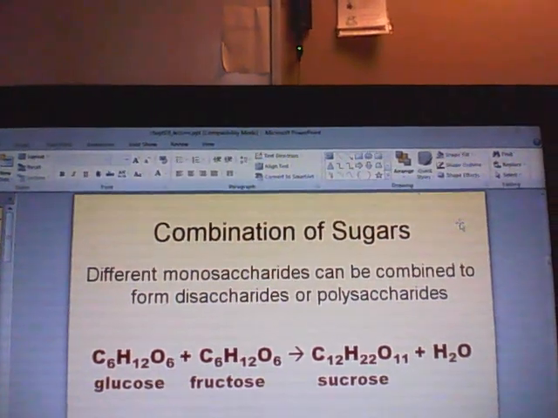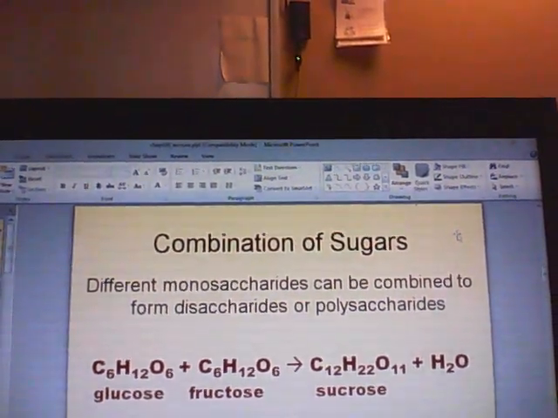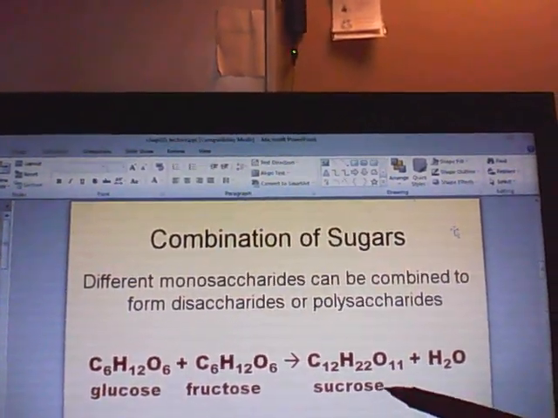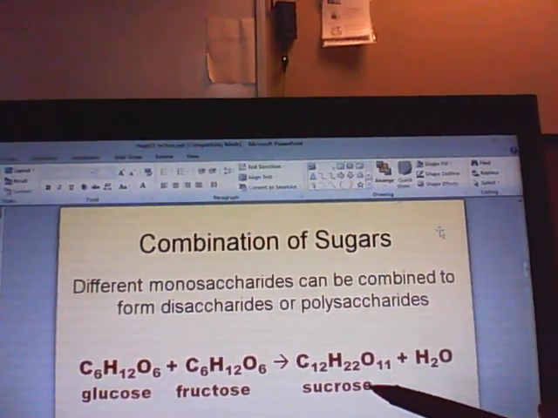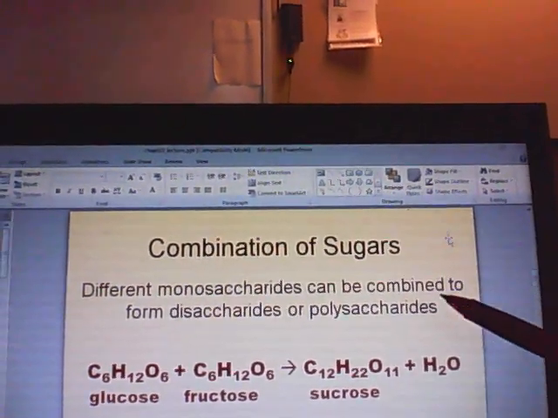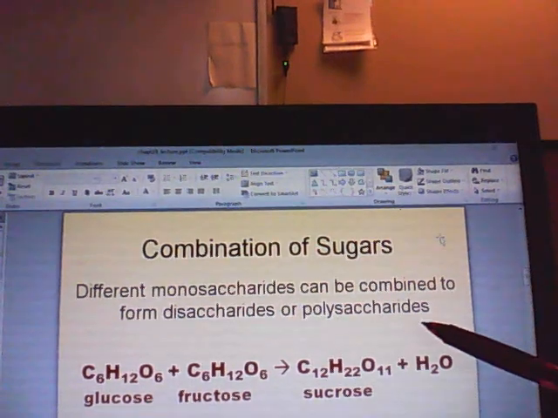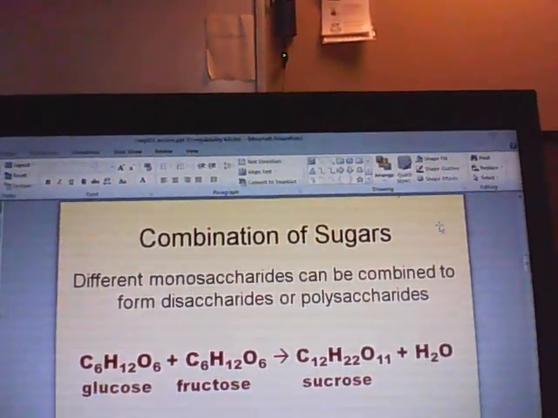All right, so when you add sugars together like glucose and fructose, you end up with sucrose, and sucrose is known as our table sugar. And this is just showing how we actually make our polysaccharides.